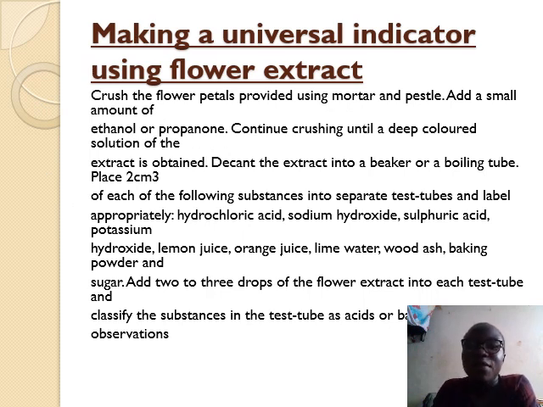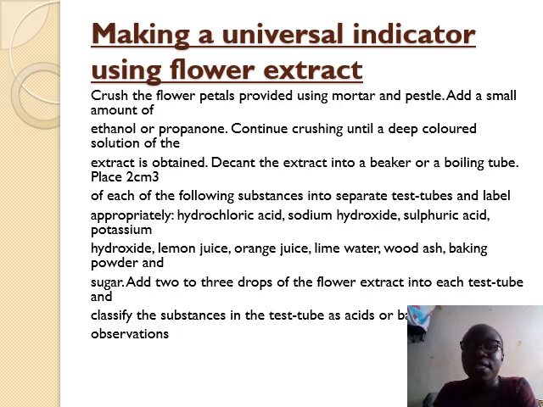Now we are going to learn how to make a universal indicator using a flower extract. So this is the procedure. Crush the flower petals provided using a mortar and pestle. Add a small amount of ethanol or propanol. Continue crushing until a deep colored solution of the extract is obtained. Decant the extract into a beaker or a boiling tube.